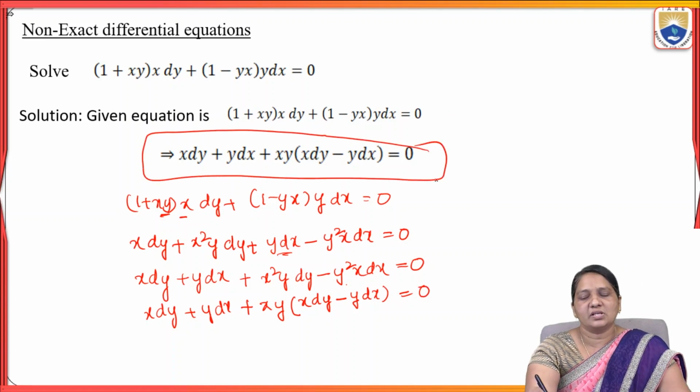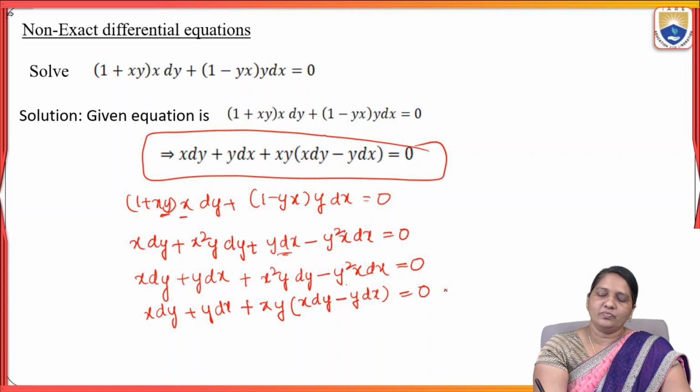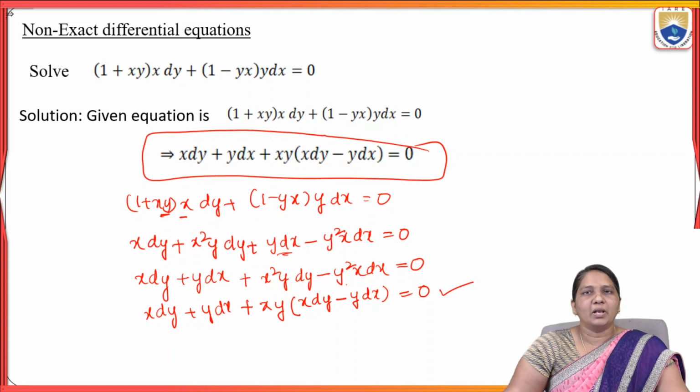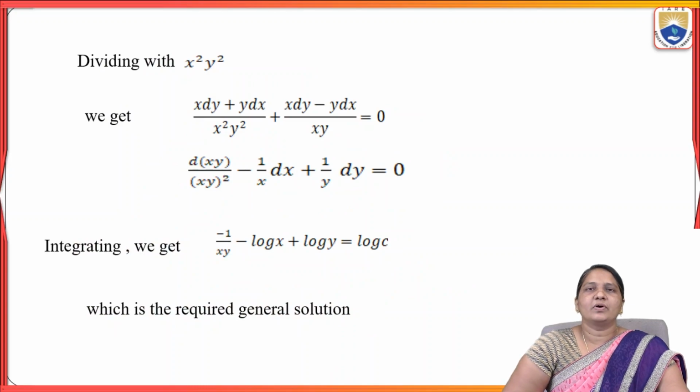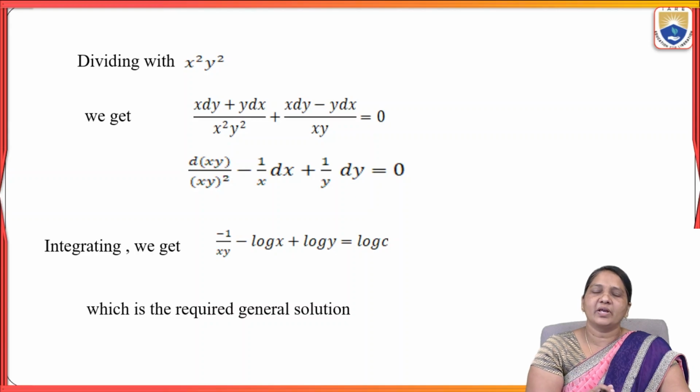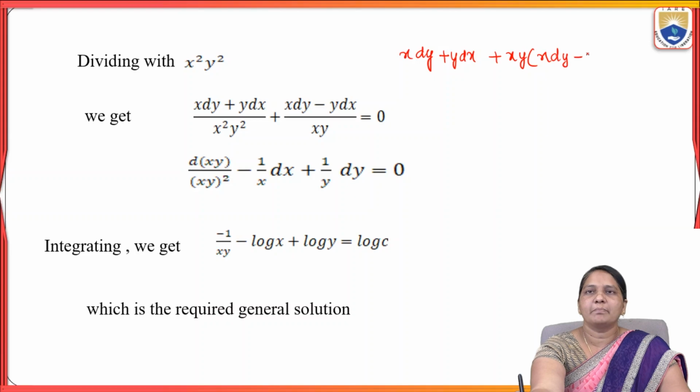After simplifying this equation, we are getting x dy plus y dx plus xy into (x dy minus y dx) equal to 0. So we need to group these terms to get into the formula form. First, we are dividing with x square y square.